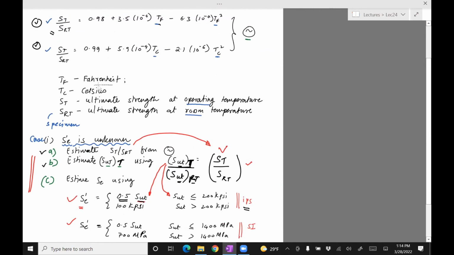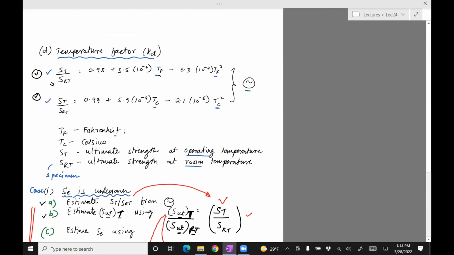TF represents Fahrenheit. What temperature is it? It's the ratio of S at T divided by SRT. RT is room temperature. You just put the absolute temperature in Fahrenheit. With room temperature, you'll put TF equals room temperature. If you want the factor at T, you put 750 in this case. T is 750. Okay, so let me just take this.